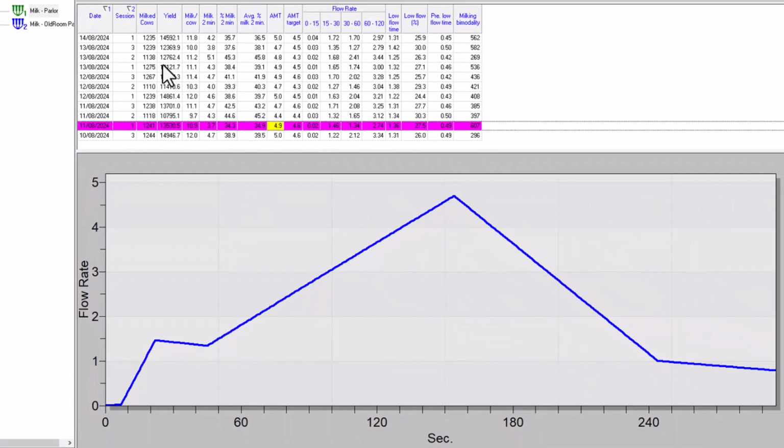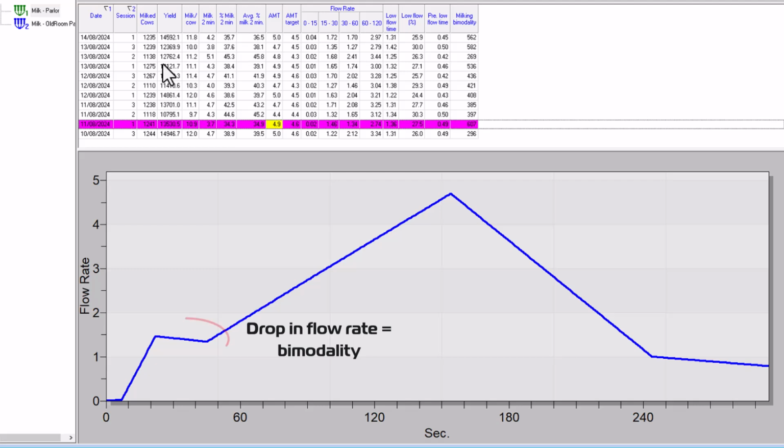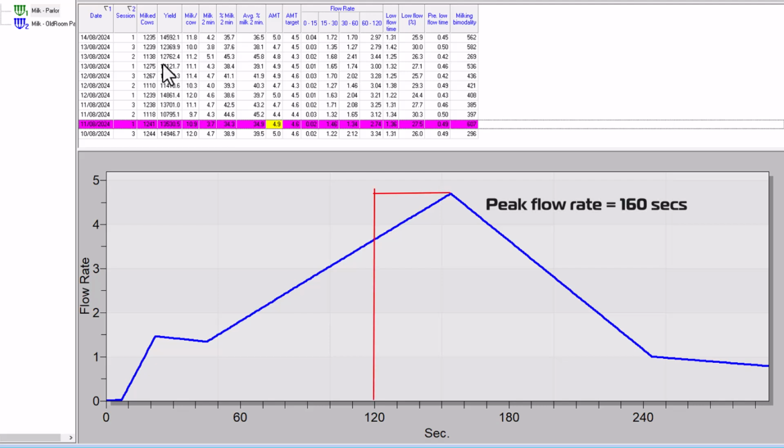The graph reflects the same issues. Here we see evidence of bimodality as the milk streams switch. We can also see the flow rate peaks much later, after the 2-minute mark.